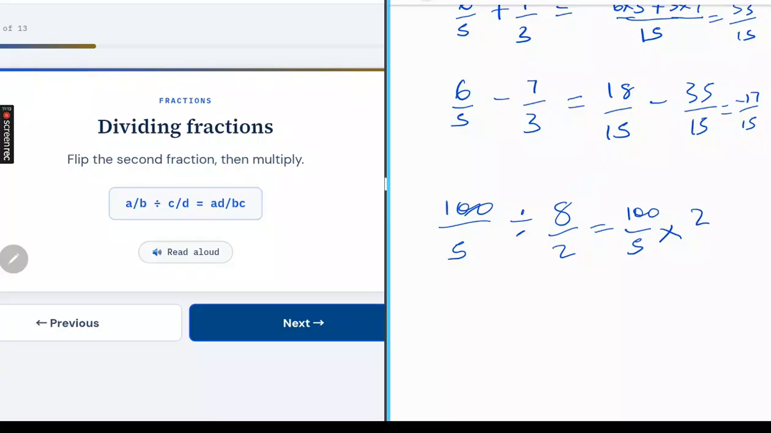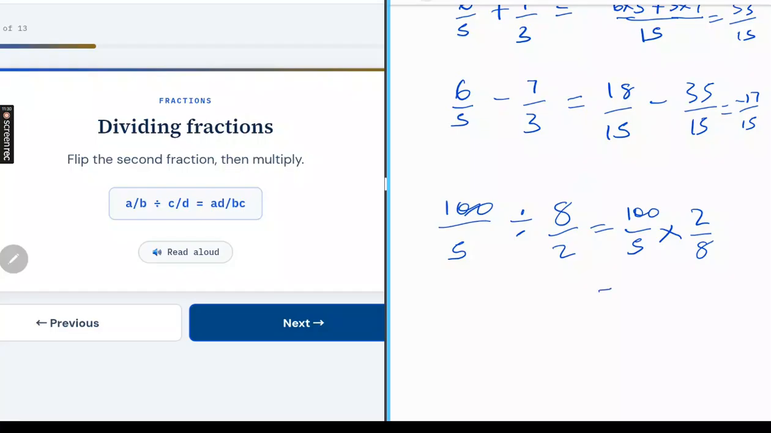So it divides 2 over 5. Okay, so if it's divide, we flip the fraction. Yes, that is it. I only want to demonstrate it so that you don't go about memorizing it.